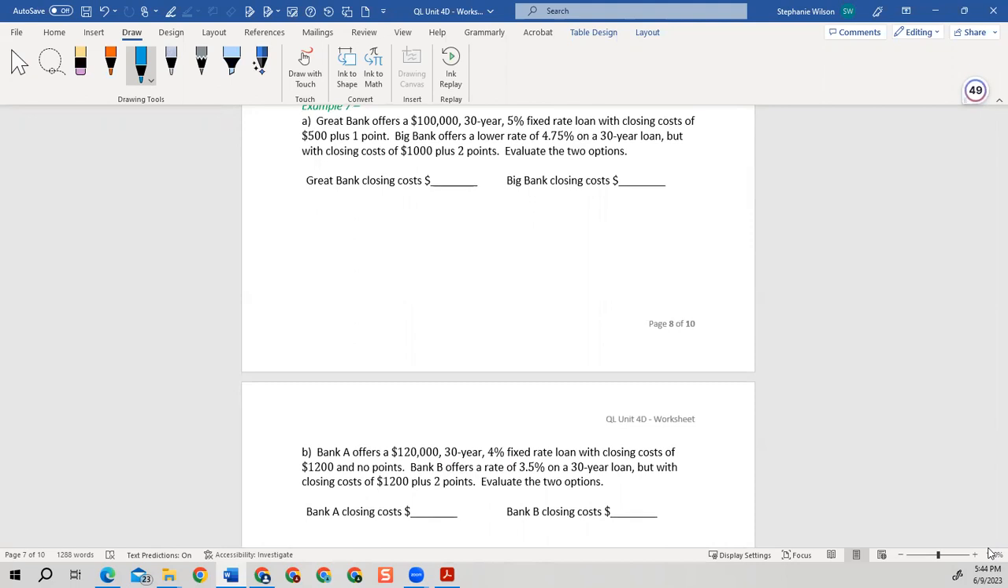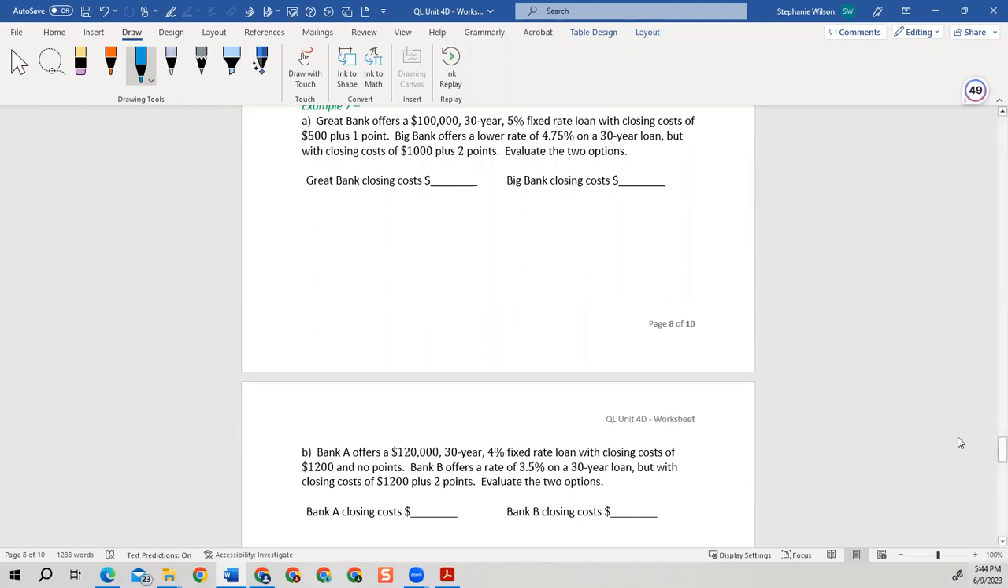So now we have two banks here. Great Bank offers $100,000 with 30 years for a fixed rate of 5% and a closing cost of $500 plus 1 point. The big bank offers a lower rate of 4.75% on a 30-year loan with a closing cost of $1,000 with 2 points. We're going to evaluate and determine which option is the best, right? So let's do the Great Bank first.